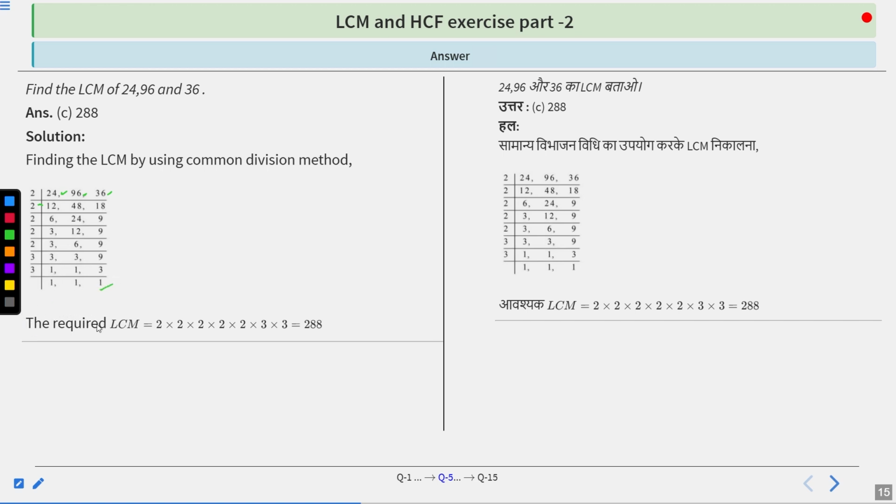And to find the LCM, we are going to multiply these divisors. So 2 into 2 into 2 into 2 into 3 into 3, that is 288. Option number C is our correct answer.